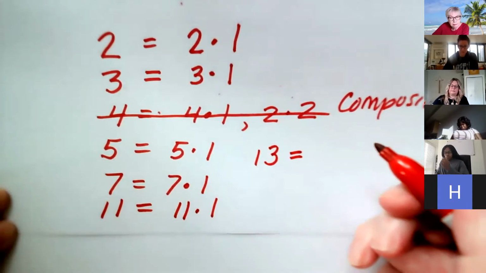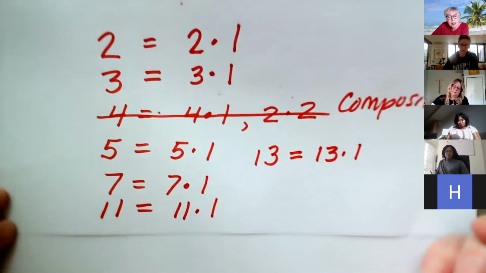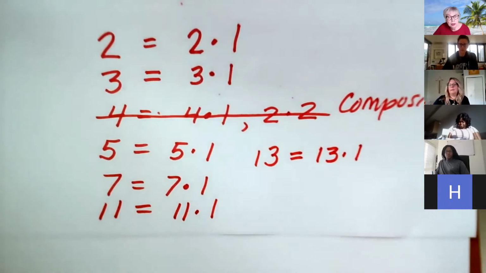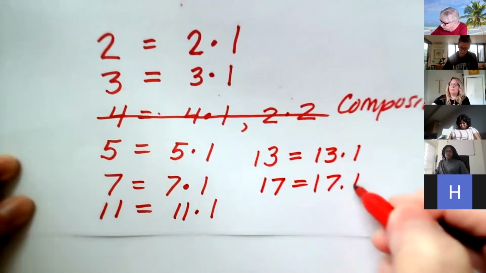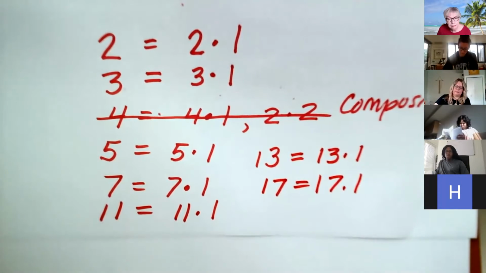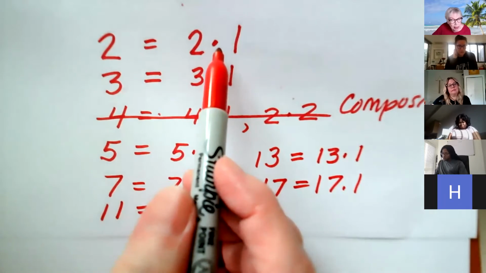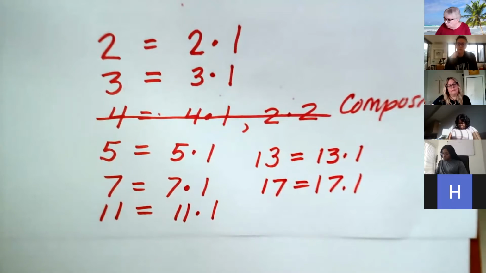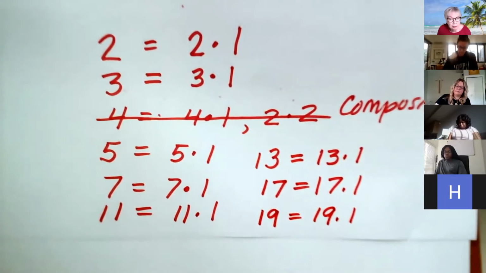13. 13 times 1. There's no other way. 15 is not good because of 3 times 5, and so it's automatically eliminated. But 17 is prime. Okay, so prime numbers are mostly odd numbers, but not all of them. The only even prime number is the very first one, and everything after that, the even numbers are no good. I'm going to do 19. 19 times 1 is also prime.